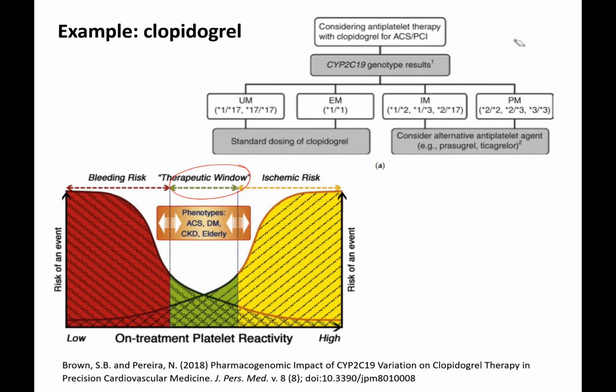So what this diagram is trying to show you is that you need to know the genotype so you can get into this therapeutic window, because if the platelet reactivity is too high, which means not enough active drug, you can't prevent those blood clots, you have risk of ischemia, which is inadequate blood supply to your heart or other tissues.